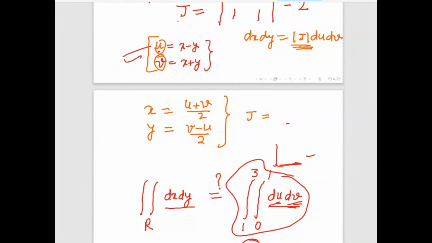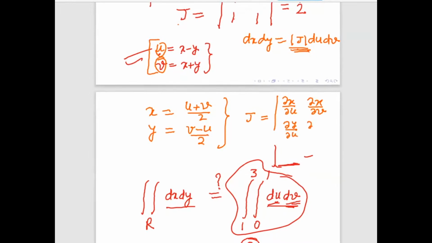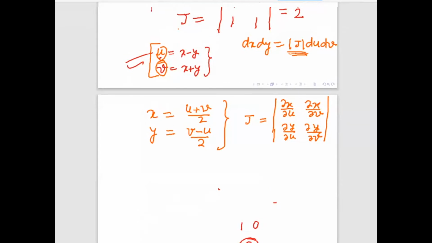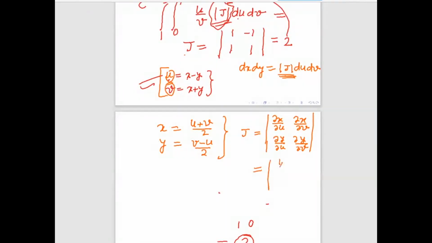So the Jacobian will come, I will write here, half: del x by del u, del x by del v, del y by del u, and del y by del v. So if we find the Jacobian here, what will we get? 1 by 2, 1 by 2, 1 by 2, this is minus 1 by 2 and 1 by 2. That will come 1 by 4 plus 1 by 4, that means 1 by 2.